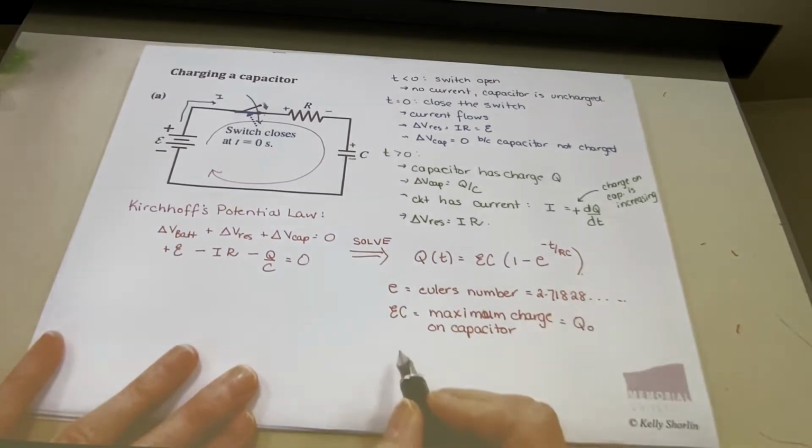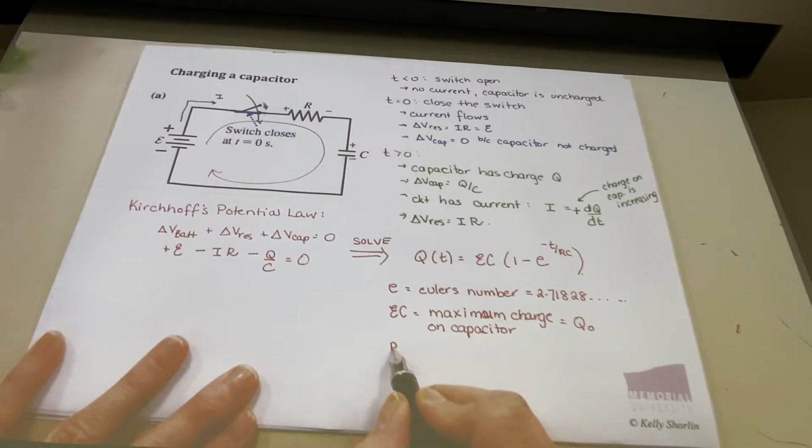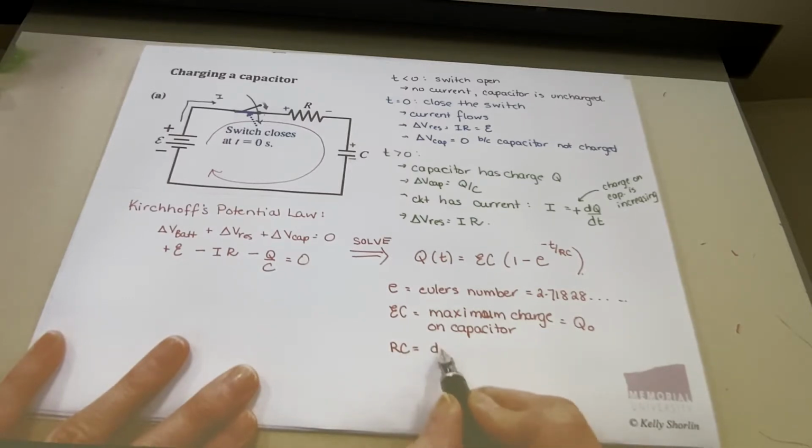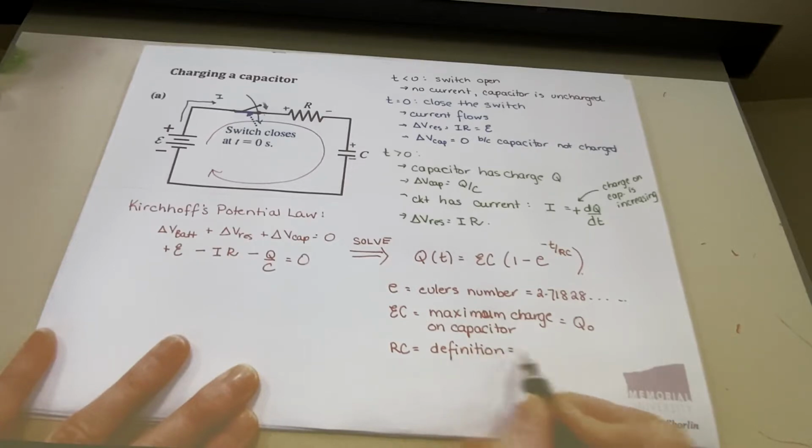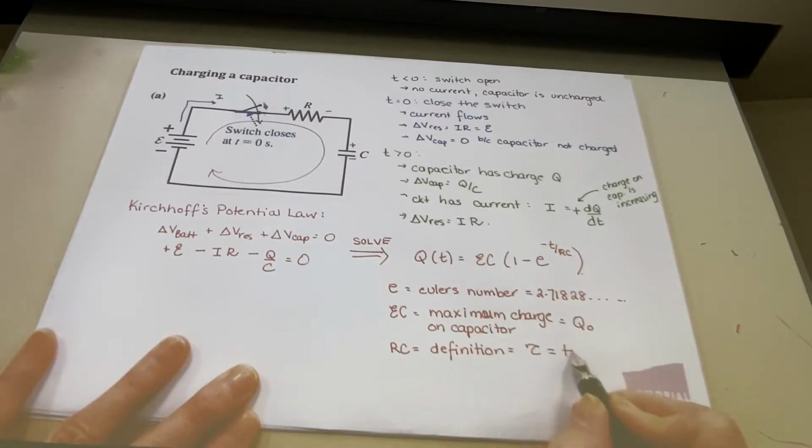Last, this RC in the bottom here equals a new definition, the symbol tau, which is what we call the time constant.